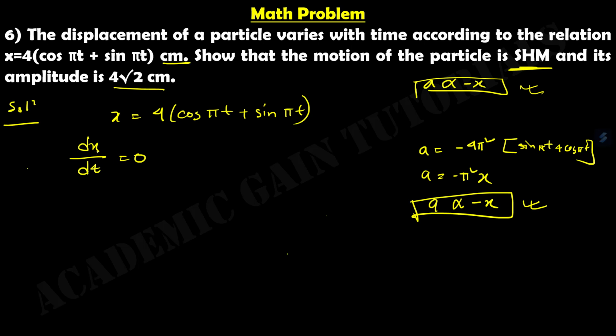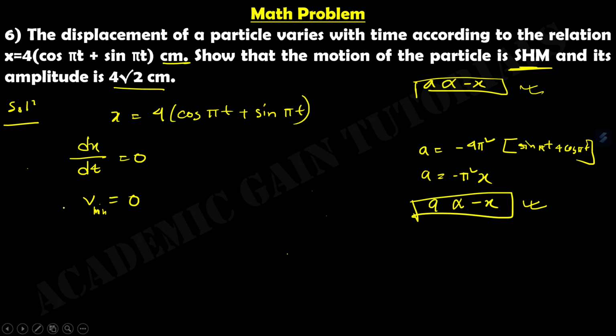So at maximum displacement our velocity is 0, because we know the equation of velocity is omega root over a square minus x square. When x is equal to its amplitude, then our velocity is 0. So when our velocity is 0, it is at maximum displacement.